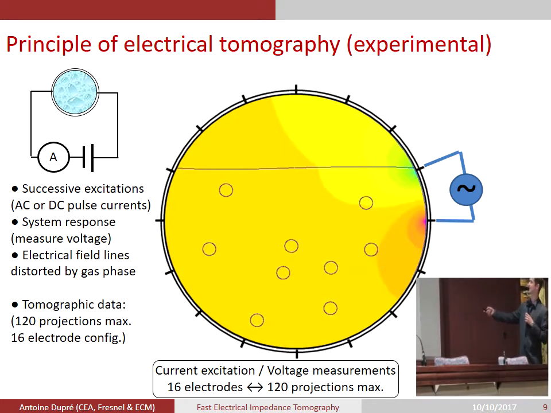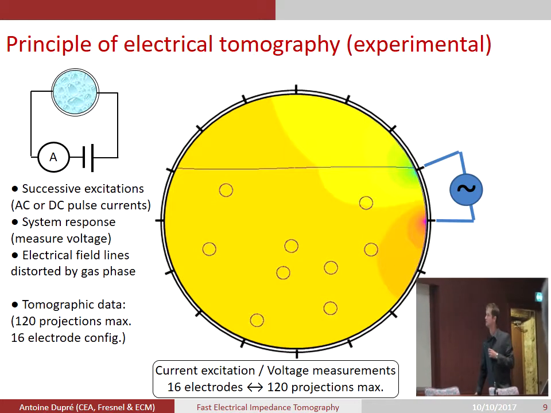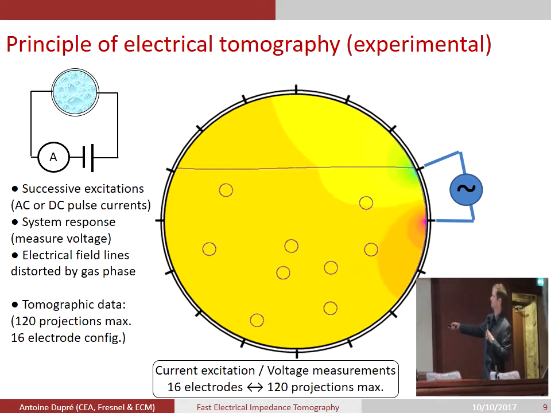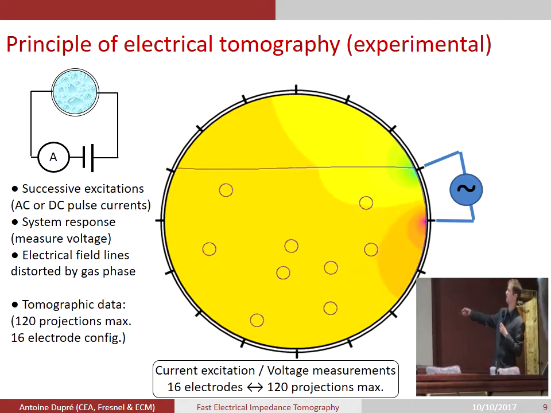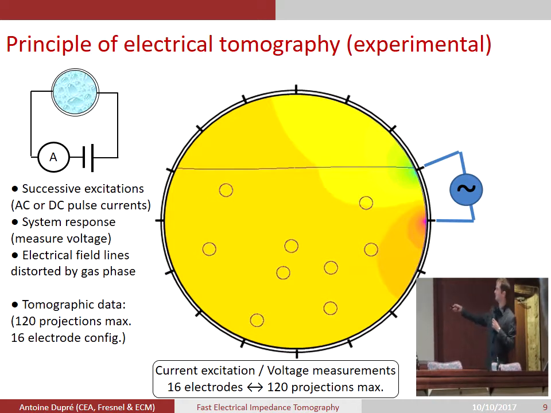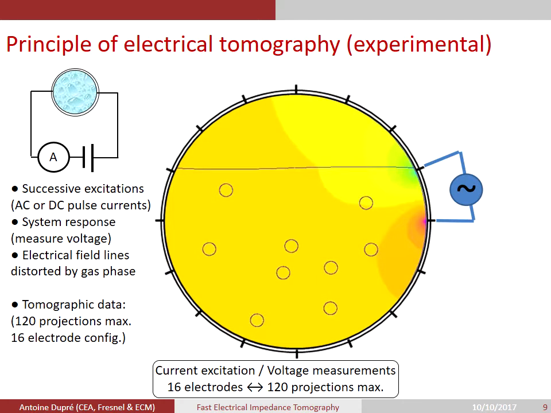We are using successive excitations, which are currents that you inject between pairs of electrodes, which can be alternating current or DC pulse currents. And we measure the system response on the surrounding electrodes. As you can see on this simulation of the electrical potential for an excitation and a two-phase flow, the electrical field lines get distorted by the presence of the gas phase. Therefore, by measuring the system response on all electrodes, you get very good information about the material content of the object.